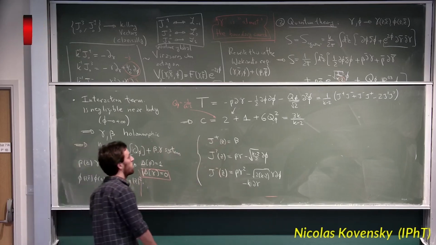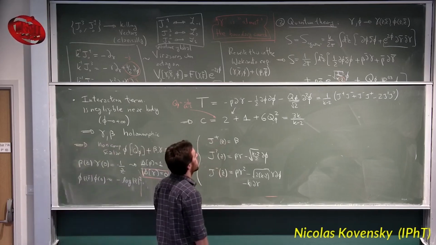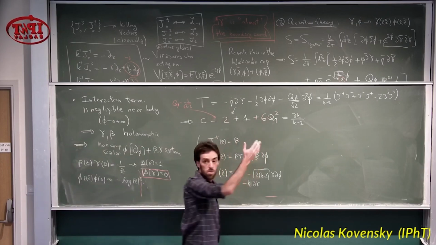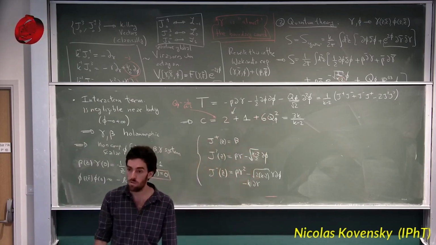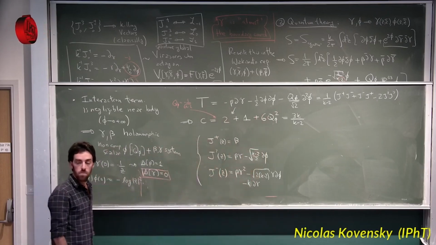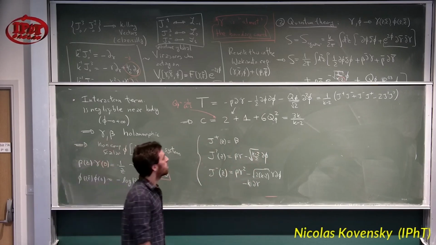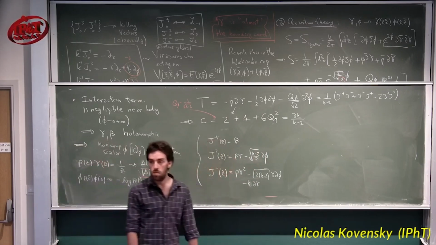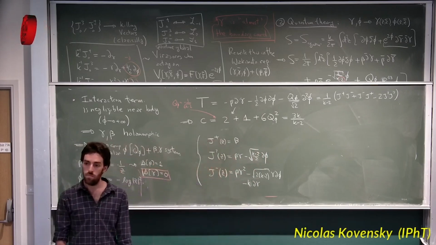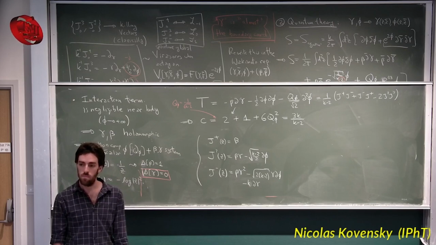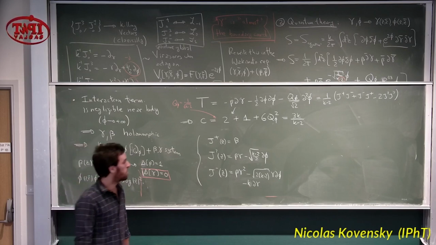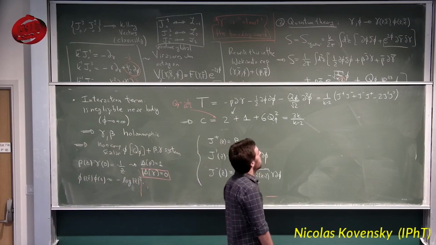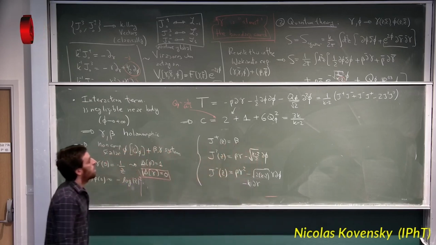But what's not true is that I can write T in this way, because gamma and beta are not going to be holomorphic. Yeah, so I see. The Liouville potential, I think what you are saying is that the central charge doesn't depend on the Liouville potential. Yeah. Okay.